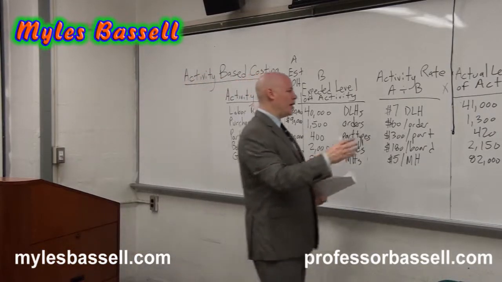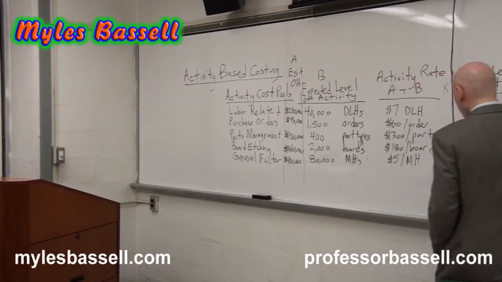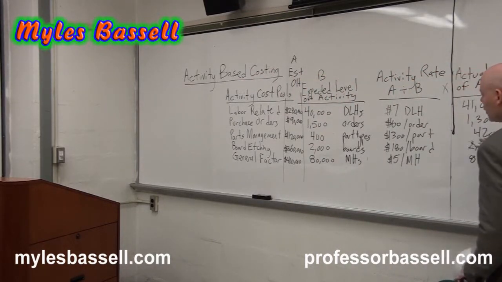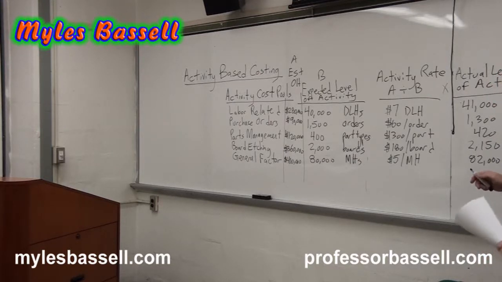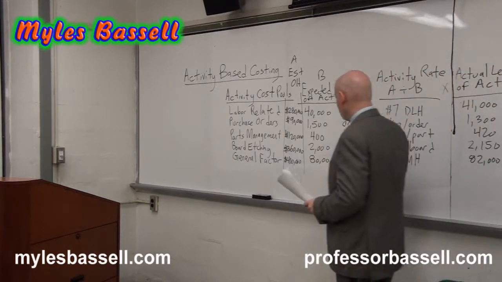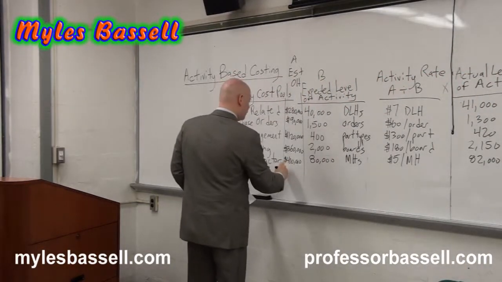So here the number of direct labor hours have increased, the number of purchase orders have decreased, the number of part types have increased, the number of boards have increased, and the number of machine hours have also increased. 1,250,000. This is 1,250,000? That's it.